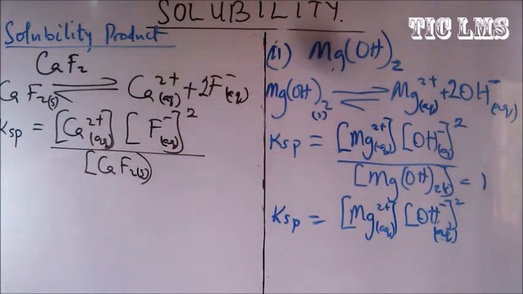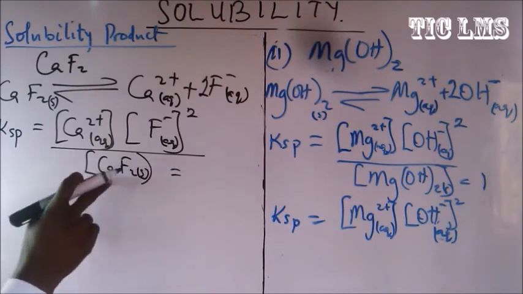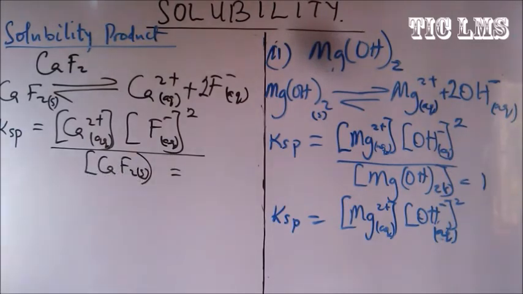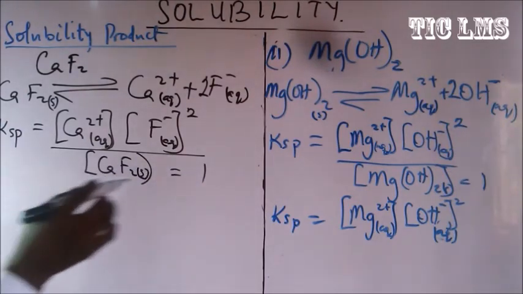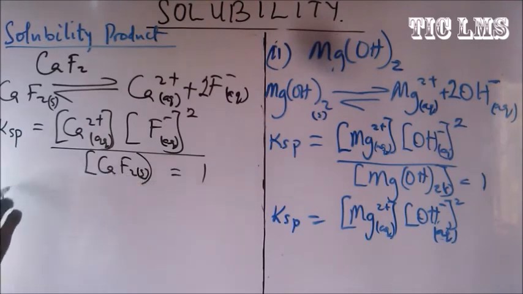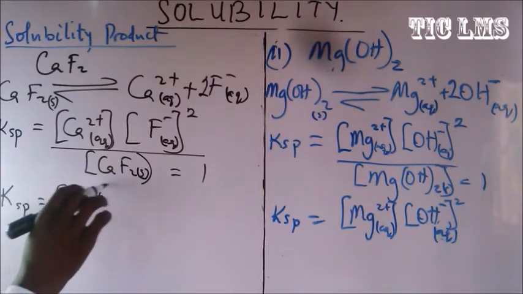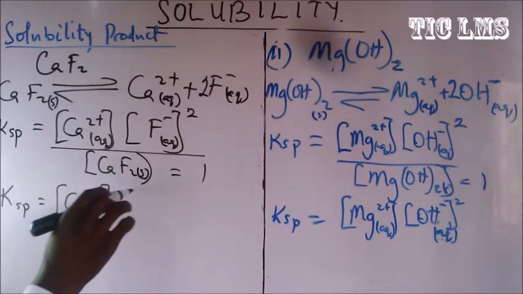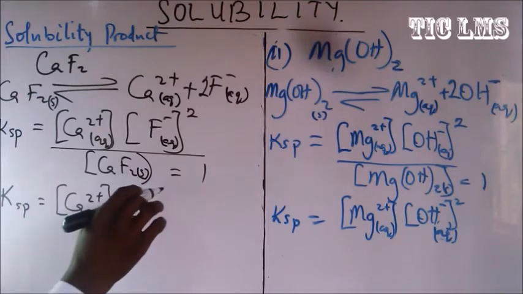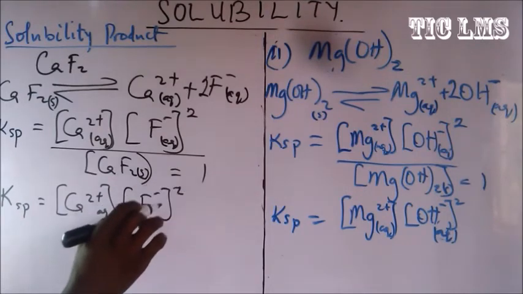Now with this information, since we know that the concentration of a solid is 1, this will be cancelled out, and then we have Ksp equal to calcium concentration multiplied by fluorine concentration.